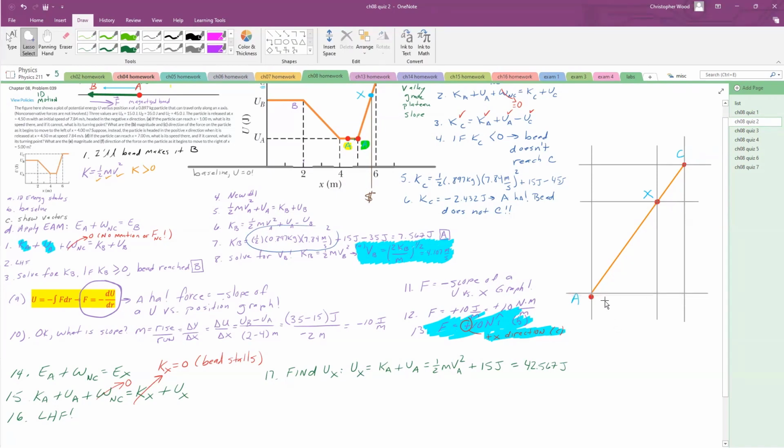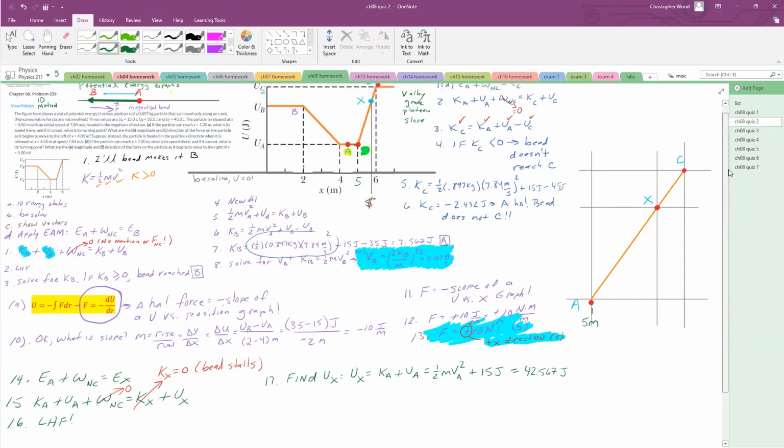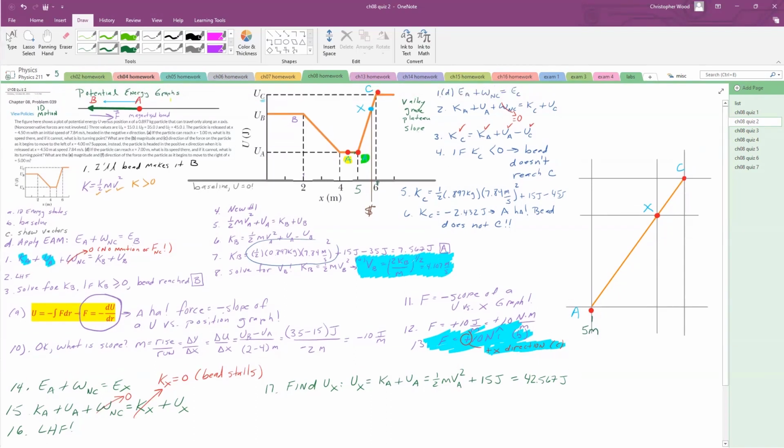Okay, I know this value because I'm all about position. I know the position at A. At A, I'm right here. This is 5 meters. So this position right here is 5 meters. At C, my position is 6 meters. This is 6 meters. So let me get a thicker pen.